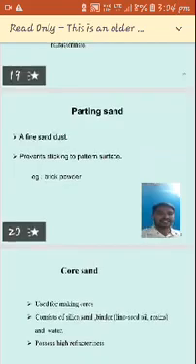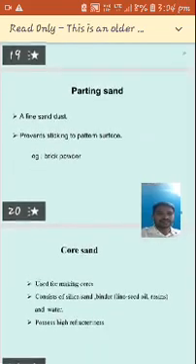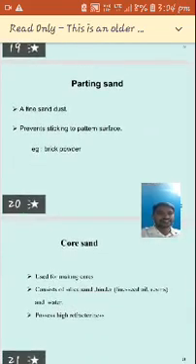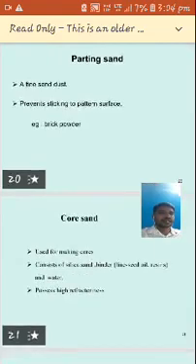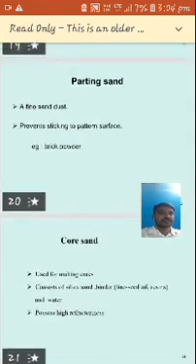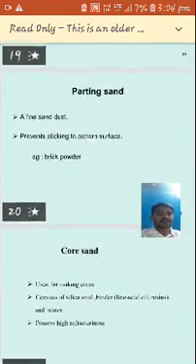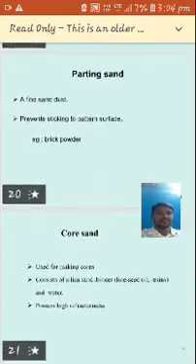Then next, parting sand. It is a fine sand dust that prevents sticking to the pattern surfaces, for example brick powder. Parting sand is a fine sand dust sprinkled on the mold surface.